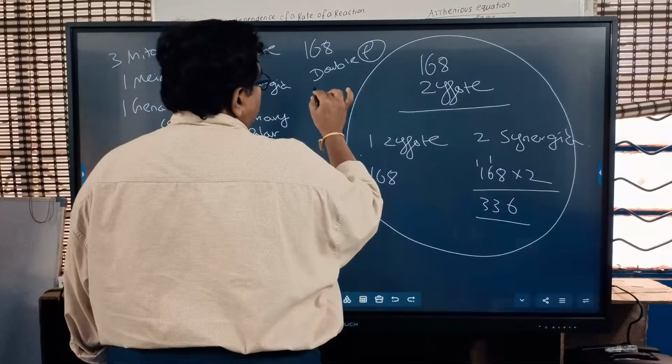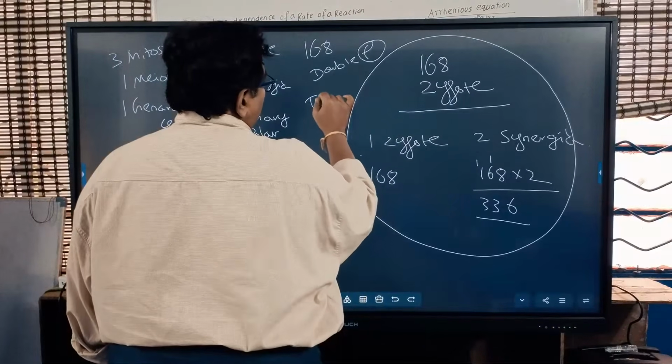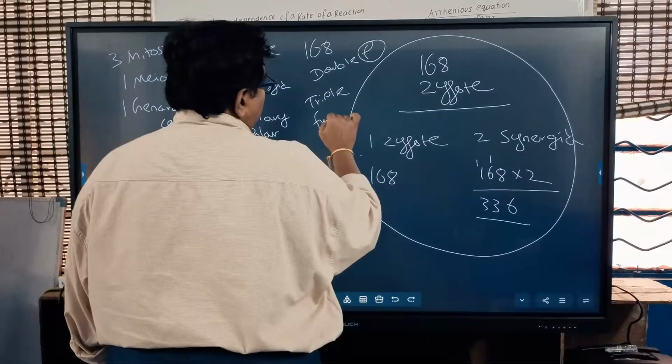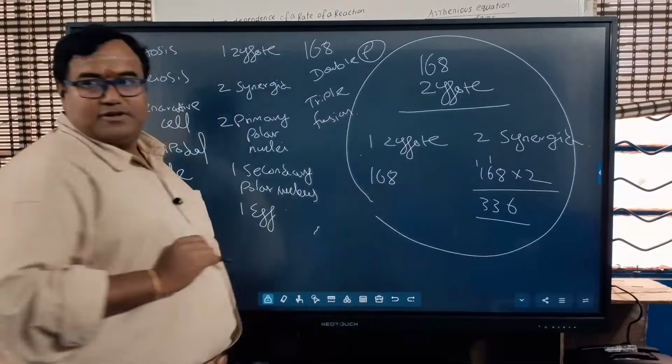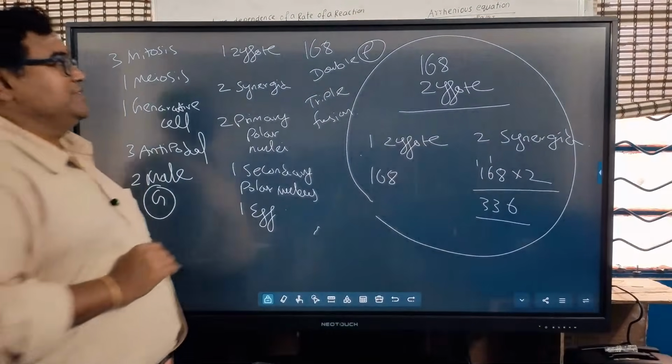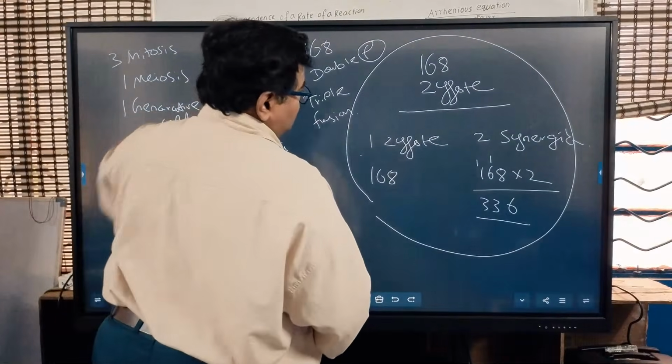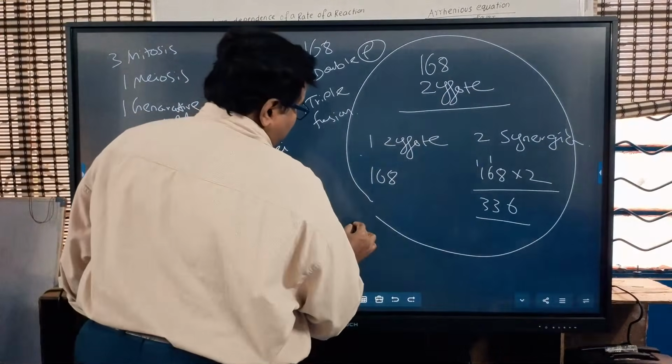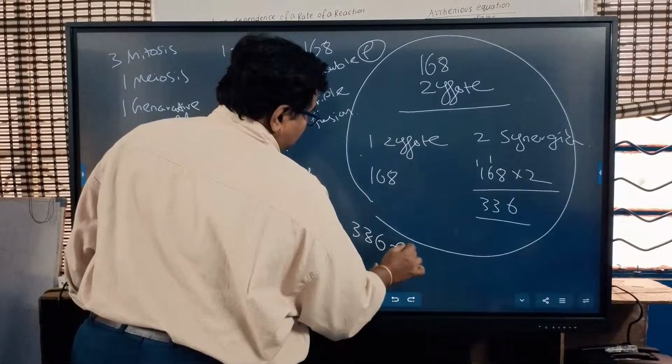Okay. For making how many triple fusion? I required 168 triple fusion. So what they will do in the NEET exam, they will confuse you. How many fertilization are required? For making 168 zygote, I required 336 fertilization.